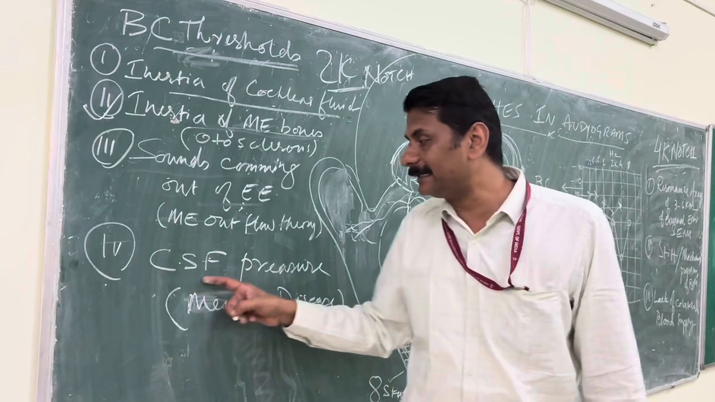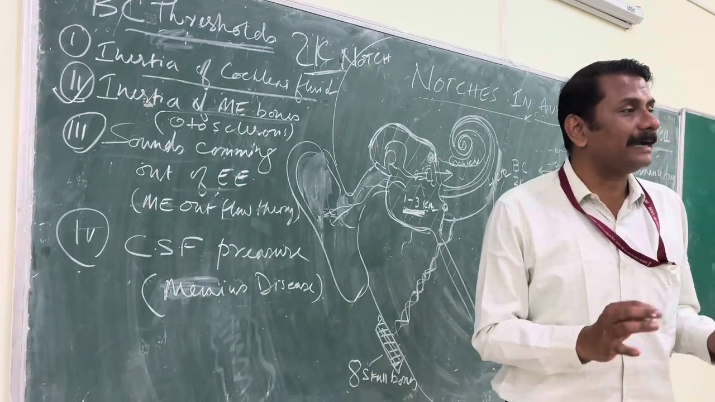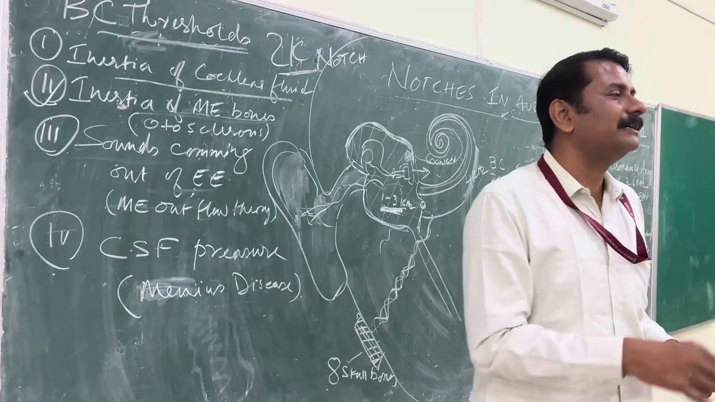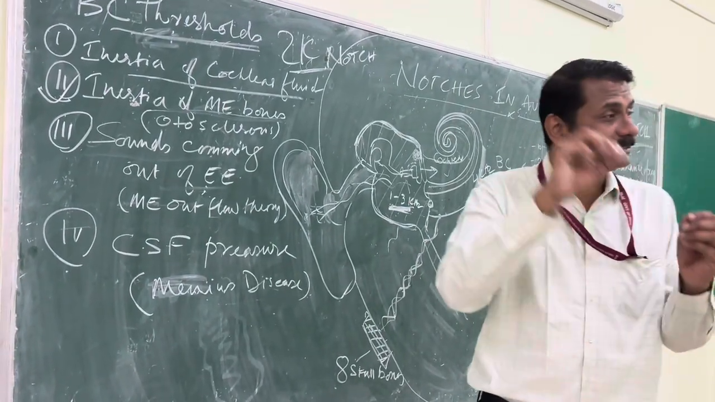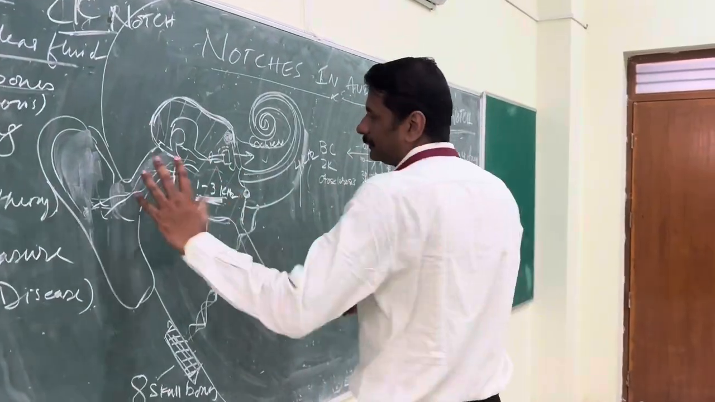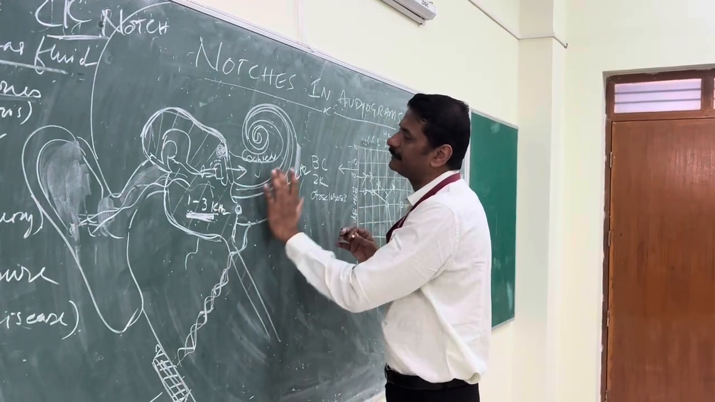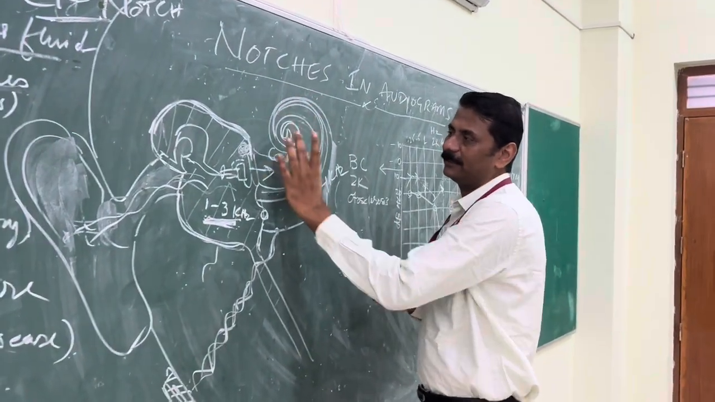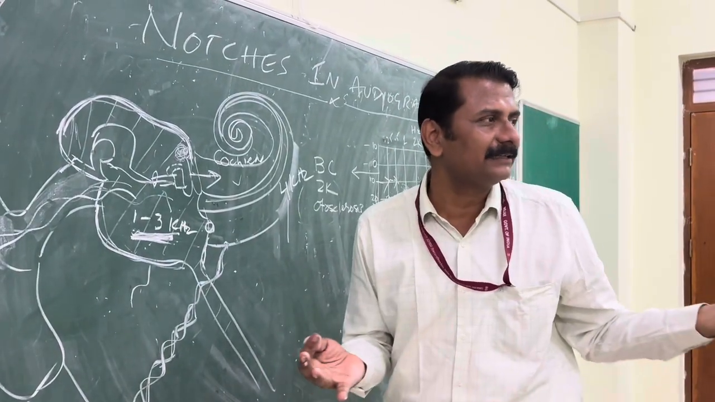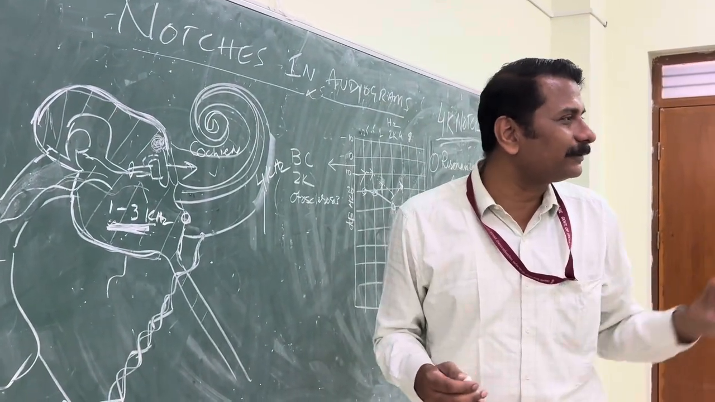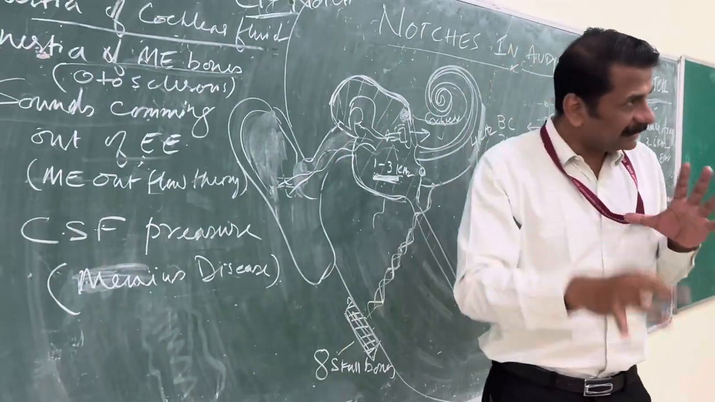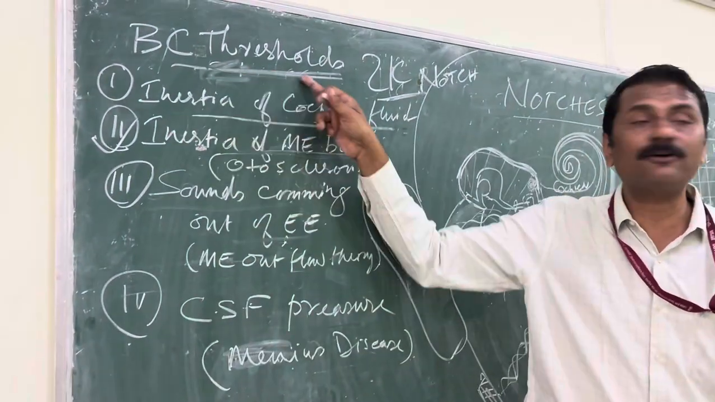And the fourth factor is the CSF, cerebrospinal fluid, and its pressure inside. The cerebrospinal fluid is also important because you have seen in Meniere's disease there will be a low frequency hearing loss because of endolymphatic hydrops. That means if the CSF is more, it fills in, and the cochlear duct becomes tight and turgid. The waves for the low frequency get nullified. So there is a low frequency hearing loss. So CSF pressure also plays a role. These are the 4 factors which decide your BC threshold.